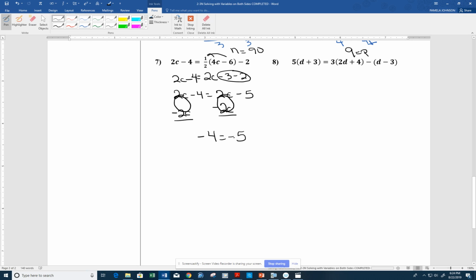We know that negative 4 does not equal negative 5. We're looking at basic algebra here. So because negative 4 does not equal negative 5, this is a false statement. Whenever we have a variable that cancels completely out, and there's no more variable in the equation, and we're left with a false statement like this, this means that we have no solutions. So no solutions because our variable is gone, both of them zeroed out, and we were left with a statement that was not true.